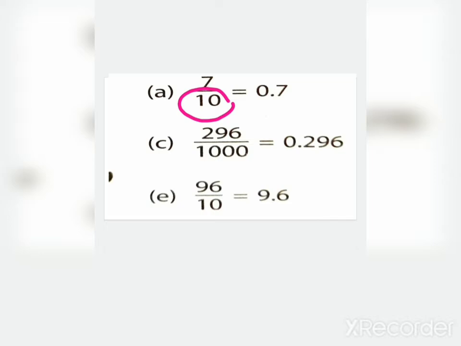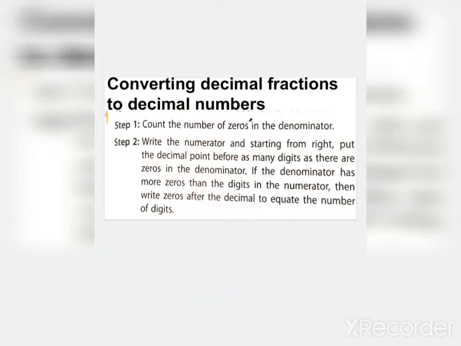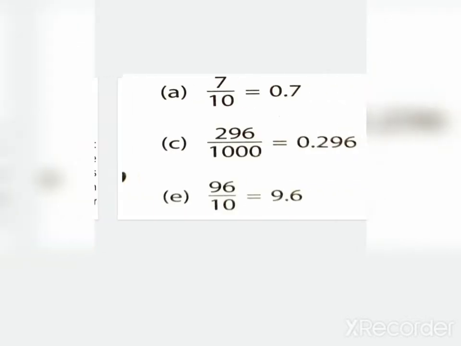In 10, how many zeros are there? Only one zero is there. So we will put a decimal point before one digit. 7 is only one digit, so before 7 we'll put a decimal point, and it will become 0.7. So this will be the decimal form of the number. Write the numerator and, starting from the right, put the decimal point before as many digits as there are zeros in the denominator. This we have done.